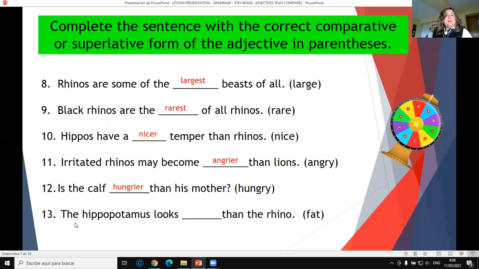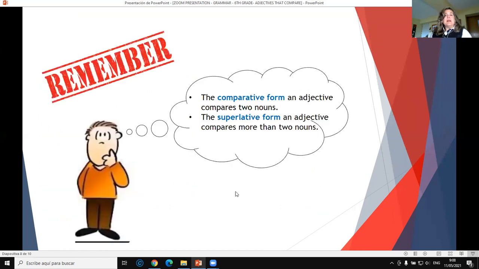Number 13, the hippopotamus looks than the rhino. We're comparing the hippopotamus to the rhino. And we need to use fat, so we use fatter, the comparative form. So guys, remember, comparative form is an adjective that compares two nouns. And the superlative form of an adjective compares more than two nouns.